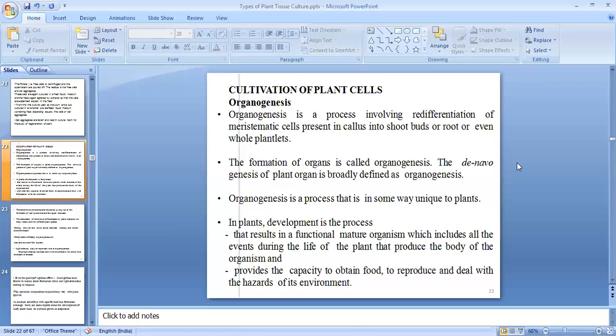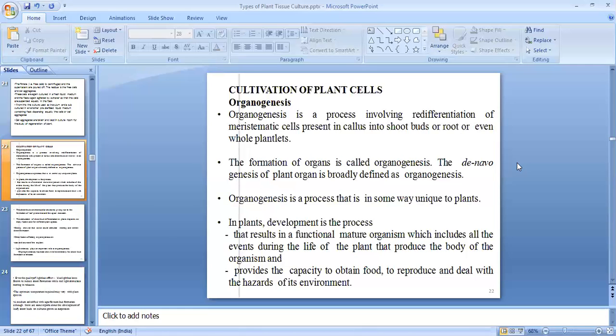In plant development, you can say that the formation of each and every functional organ in the body of the plant is one criterion. Another criterion is the provision of capacity to obtain food, to reproduce, or to deal with the hazards of its environment. That means, in other words, to protect itself from the environment. So these two points are very essential in plant development.